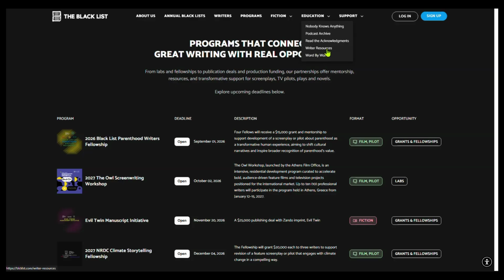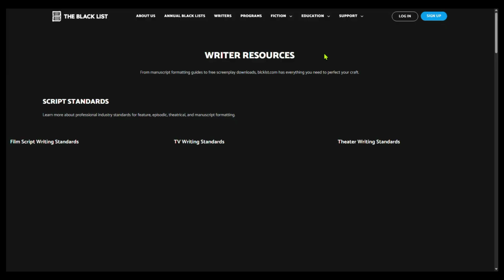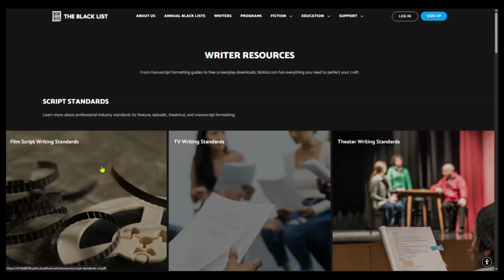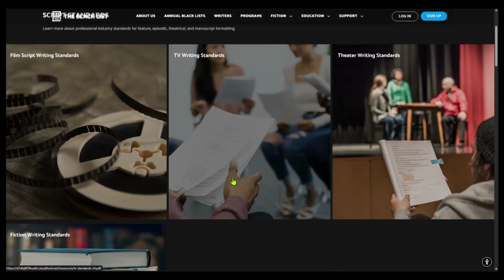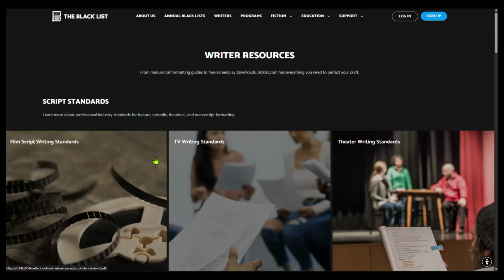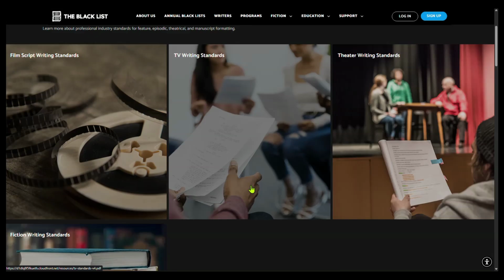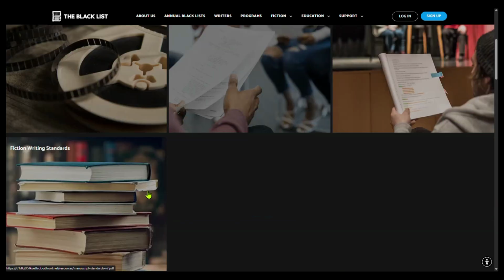Writer resources, however, is where I want us to spend our time. So opening this up, we first have some standards here. So we link out to PDFs that help clarify the industry expectations for all of the formats that we accept on the website. So for screenplays, television pilots, that includes multicam and single cam, hour-long and half-hour, plays and musical standards, as well as standards for fiction-length manuscripts.